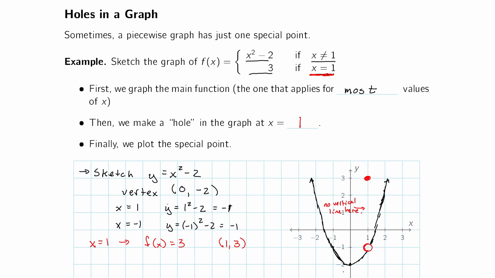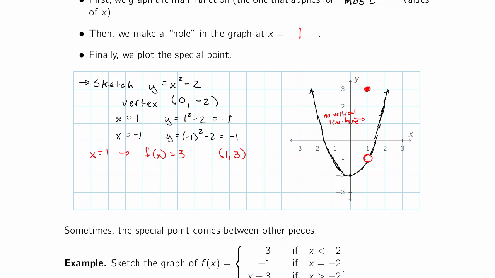Okay, so that's knocking a hole in a graph for one special point, which again, when we do it in real life, we usually have some reason for it. There's something going wrong at that special point. But we can just do it too. And so we're doing this really to practice our skill at using this notation. The special point might also come at the end of other pieces.